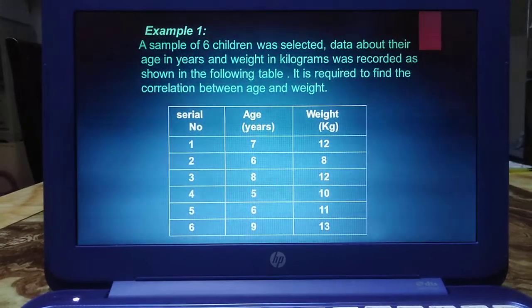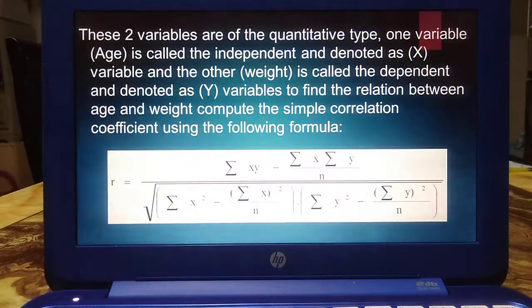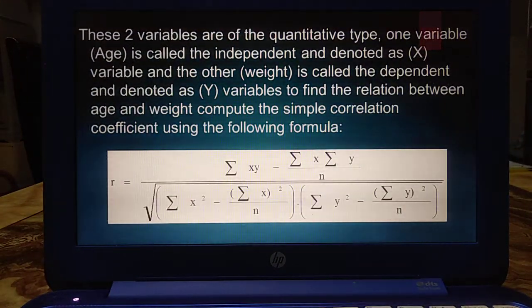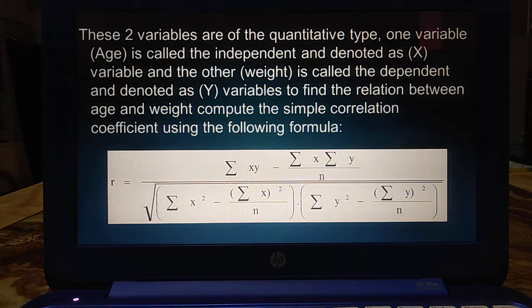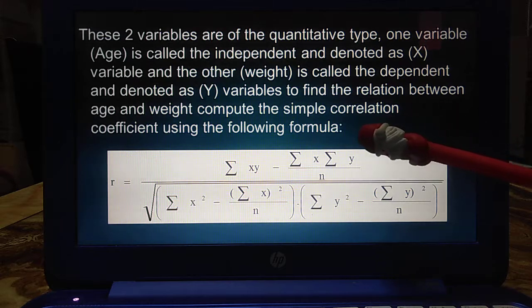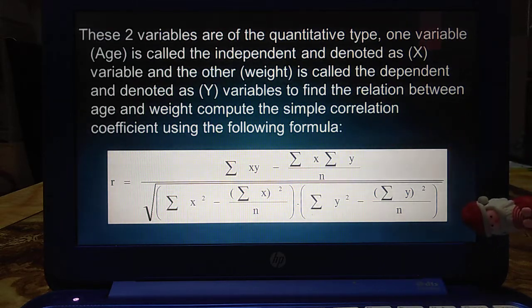So what we need to do is fill out our table. These two variables are quantitative variables. Age is the independent variable, denoted by x, and the other variable, weight, which is our dependent variable, is denoted by y. To find the relationship between the age and the weight, we compute the simple correlation coefficient using the following data.